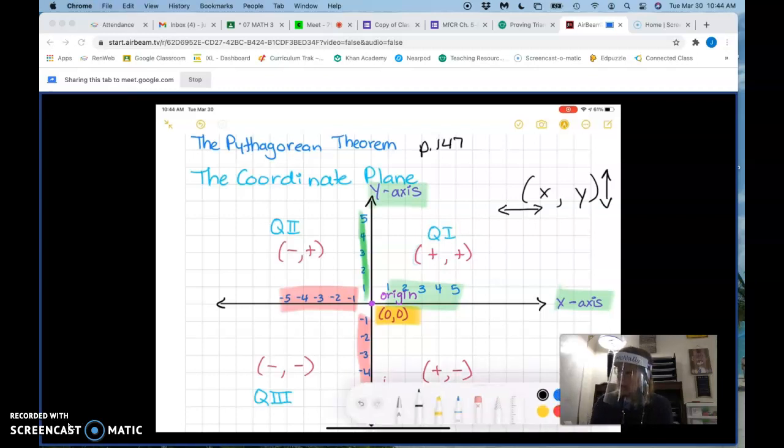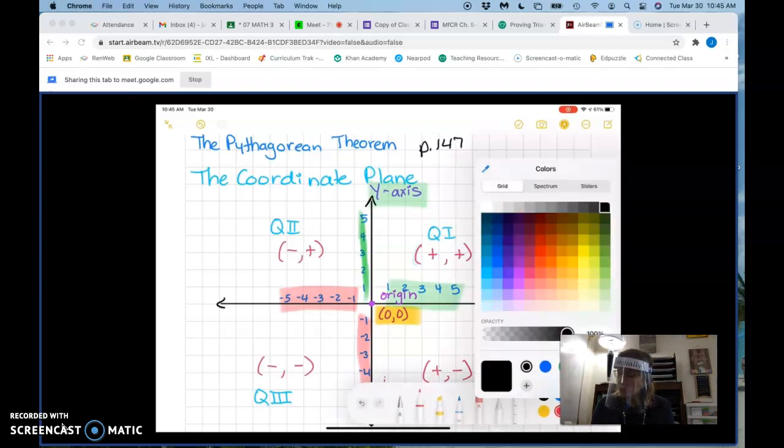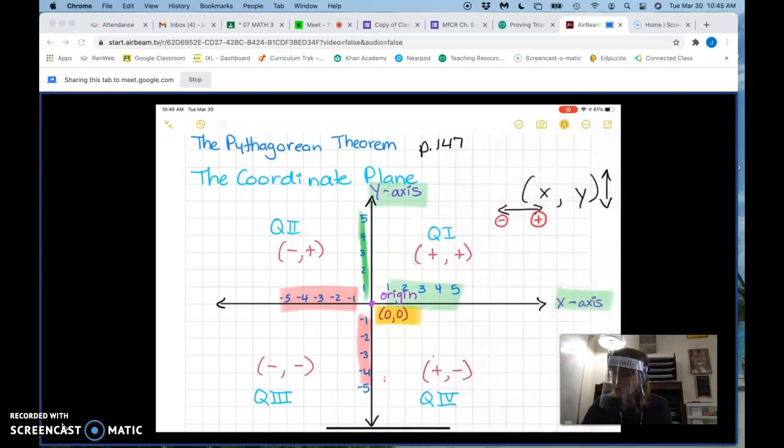Which way do you go if x is positive? So when x is positive, we move to the right, and when x is negative, we move to the left. And then for y, which way do I move for a positive number on y? Up. And which way do I move for a negative number? Down. Yes, so up for positive, down for negative. Okay? So you're going to have to plot some points, and then I'm going to come back with one more problem that you're going to have on your test, and then we're going to be done.